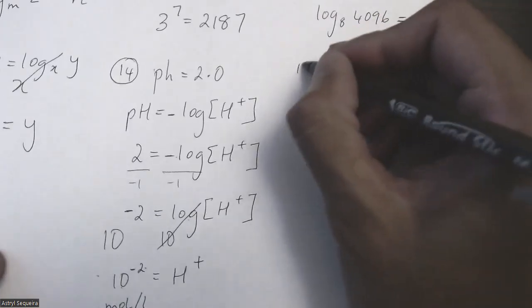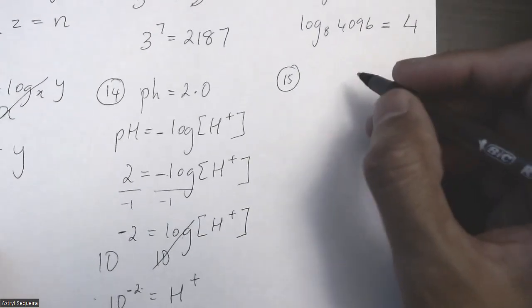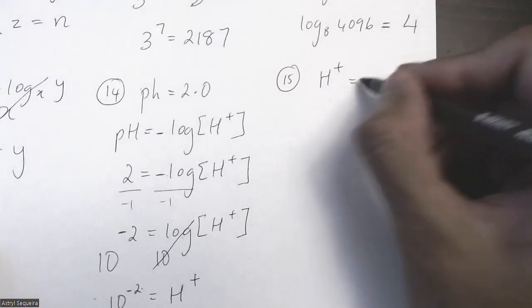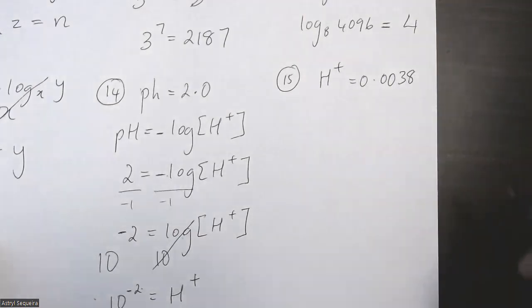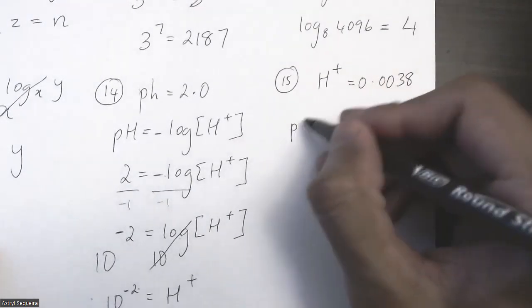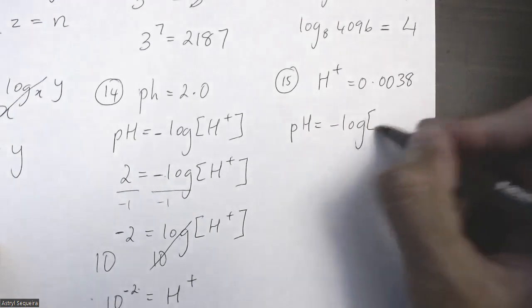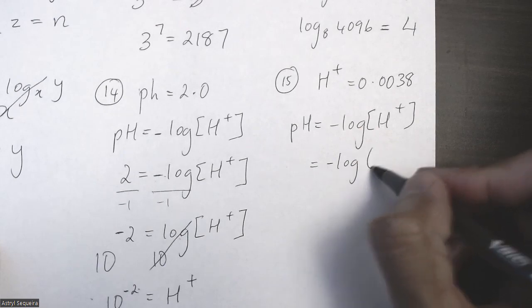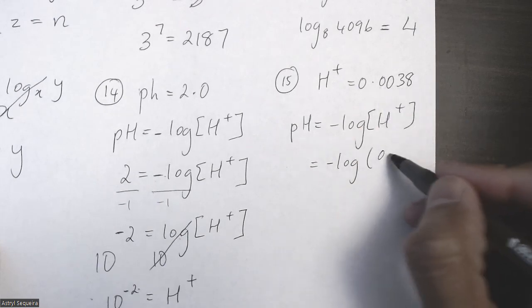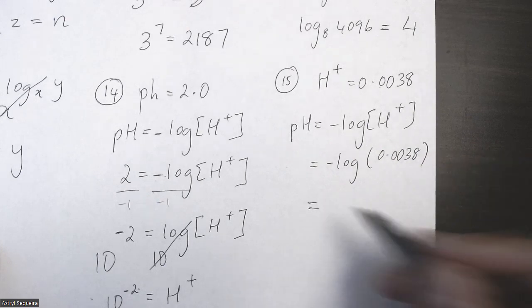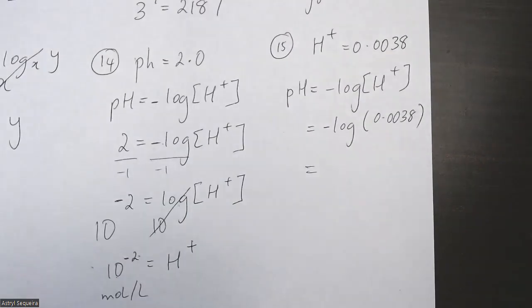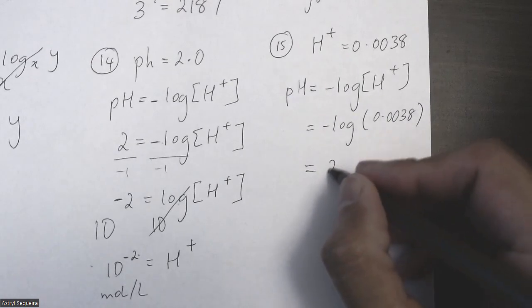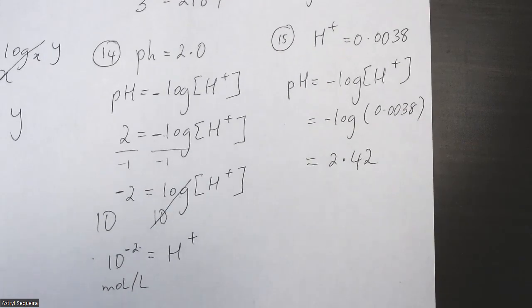Next question, question number 15, pretty similar question. We're now given that the hydrogen ion concentration, basically H plus, is 0.0038, and we need to calculate the pH. So same formula, pH equals negative log H plus. And we know that the hydrogen ion concentration is 0.0038, and then we just type this in our calculator. So negative log 0.0038 is just 2.42. So the pH is approximately 2.42.